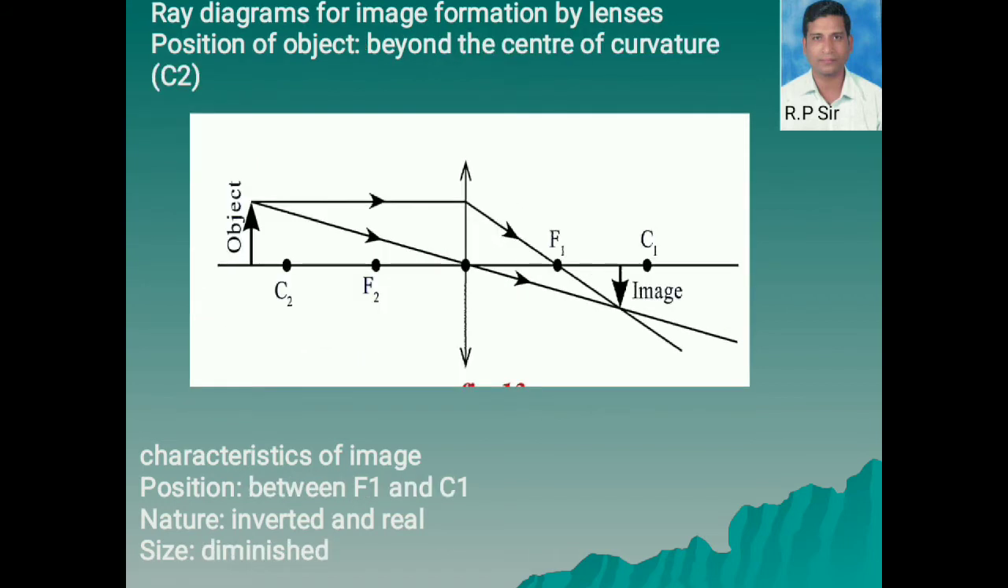Now let us discuss case 2. Position of object beyond the center of curvature C2. Here we take two rays. A parallel ray after refraction passes through the focal point. A ray which is passing through the optic center is undeviated. You see that these two rays intersect here and form the image. And this image is formed between F1 and C1. It is an inverted and real image and having diminished size.